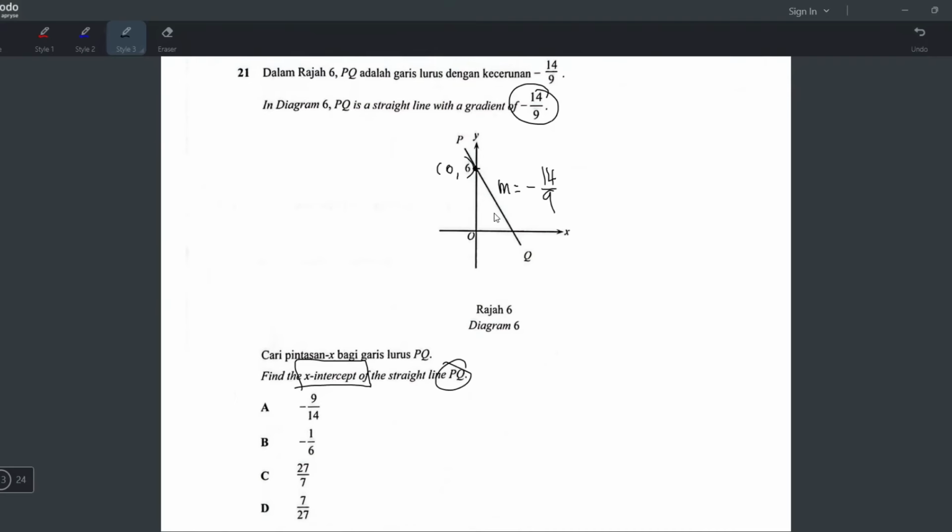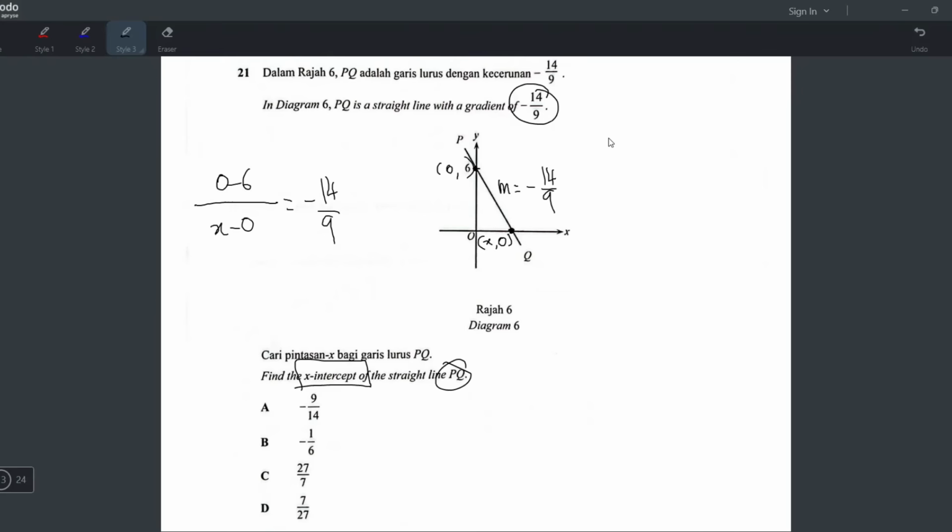The x-intercept of straight line PQ is this point right here. I don't know the coordinate of this point, but I know the y-coordinate will be 0, because for the x-intercept, the y must be zero. So I just need to find out this value right here. This value is my answer. But how do you find it? Just use the gradient formula, because they gave the gradient already. The gradient formula is y2 minus y1 over x2 minus x1. So it will be 0 minus 6 over x minus 0 like that.